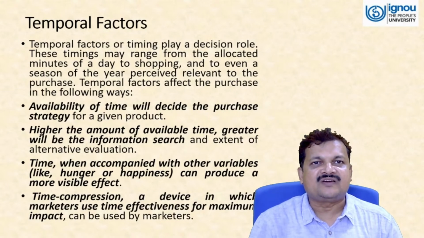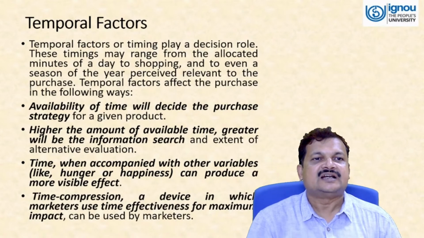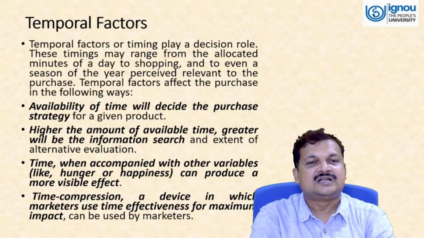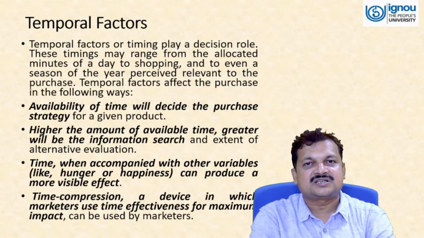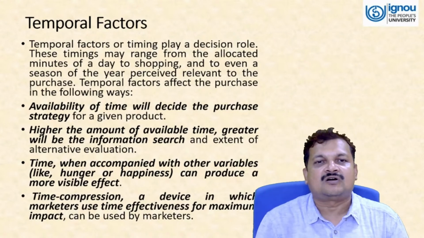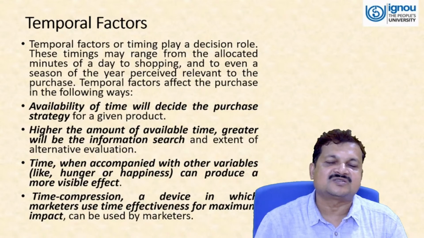Now it is the temporal factors. Temporal factors are where timing plays a decisive role. These timings may range from the allocated minutes of a day's shopping to even a season or year of pursuit relevant to purchase. So temporal factors affect the purchase in the following ways. Is it essential for different season variations, or is it time specific? Is it a short duration in which you must take the decision, or do you get enough time to decide? This plays a vital role.